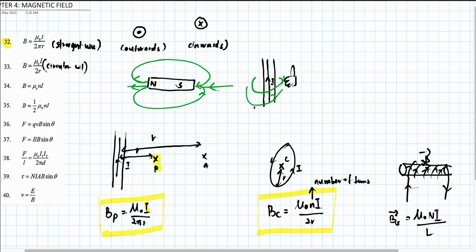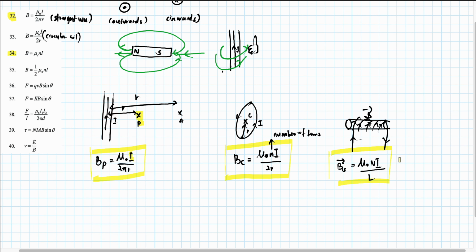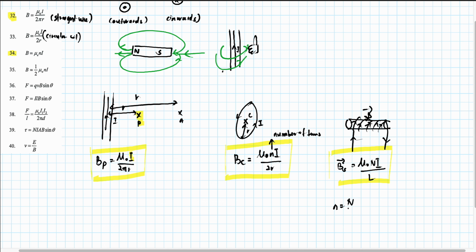So yang ini adalah formula yang ketiga, which is formula yang ke-34 lah, which is mu naught N I bahagi dengan L. Cuma if you notice formula dia lain sikit je. Instead of N over L, dia gantikan N over L dengan n kecil. So n kecil is N bahagi L. This one is actually number of turns per length.